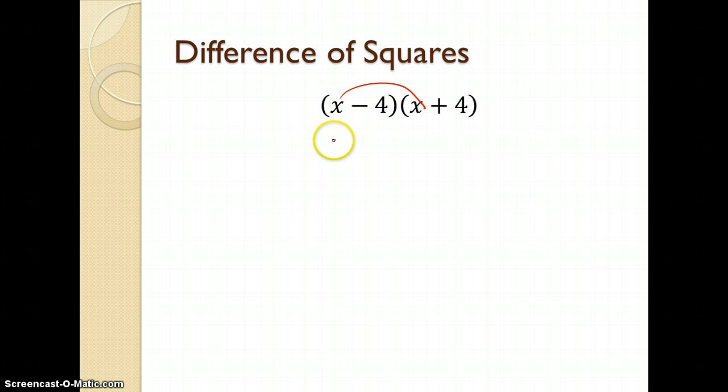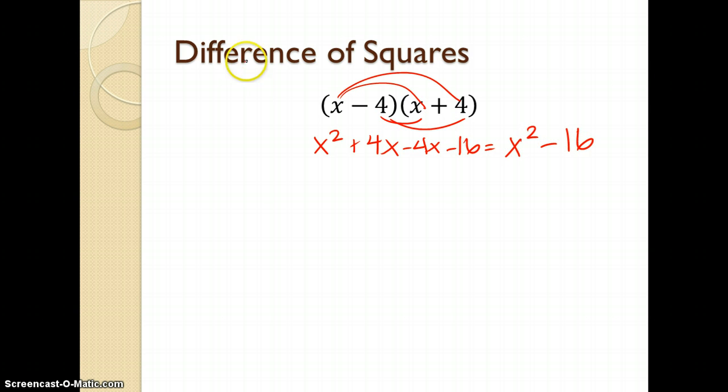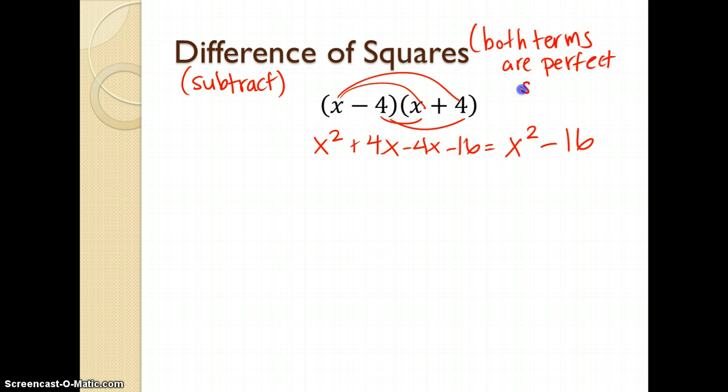The reason we call it a difference of squares: if I FOIL this out, x squared plus 4x minus 4x and minus 16 gives you x squared minus 16. What you'll notice about a difference of squares is that difference means subtraction, and squares means both terms are perfect squares. A difference of squares can be factored using this pattern where you see perfect square, subtraction.